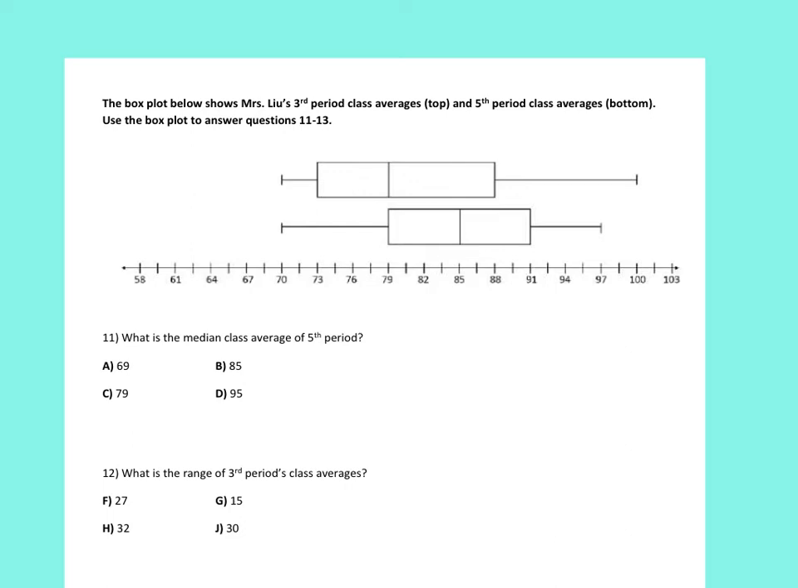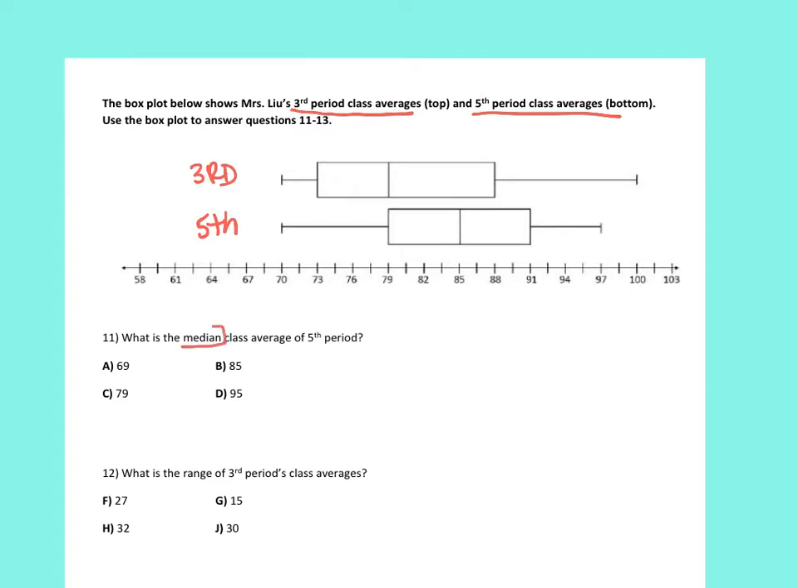Okay, next page. The box plot below shows Mrs. Lou's third period class average, which is the top. I would label it, make sure you know which one is third and which one is fifth period. So top is third, bottom is fifth.